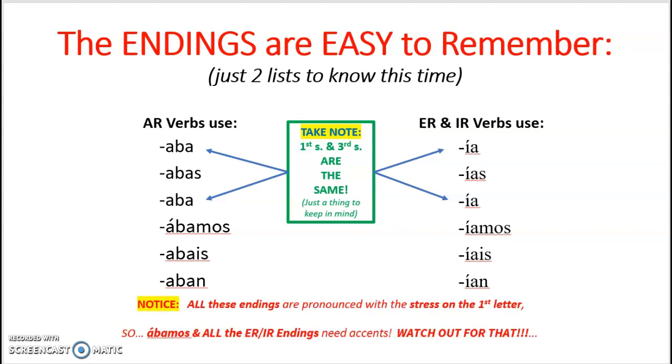Also, notice that all these endings get the pronunciation stress on the first letter. For example, aba, abas, aba, abamos, abais, aban. Right? So with abamos, because that A is not the next to the last syllable, it needs an accent mark. And by convention, all of the ER and IR endings need accents on the I. That has something to do with the fact that I is sort of a weak vowel, and if you don't stress that I with an accent, it will tend to blur into the A and be pronounced a little differently. So you need to write that accent on the I every time.